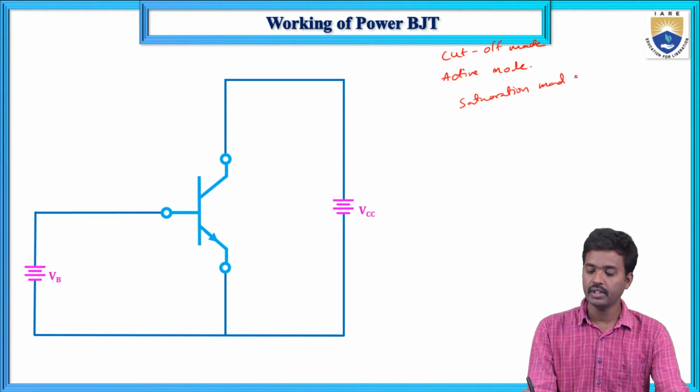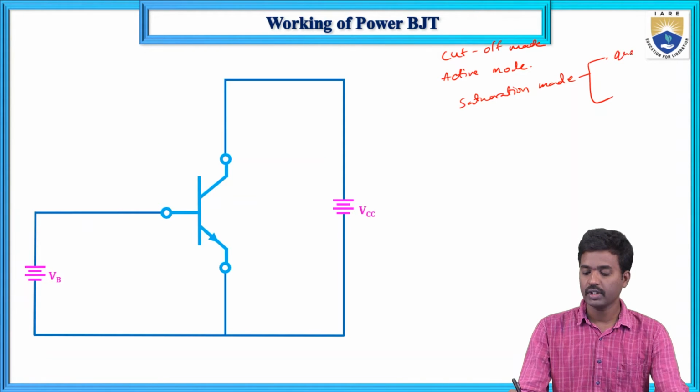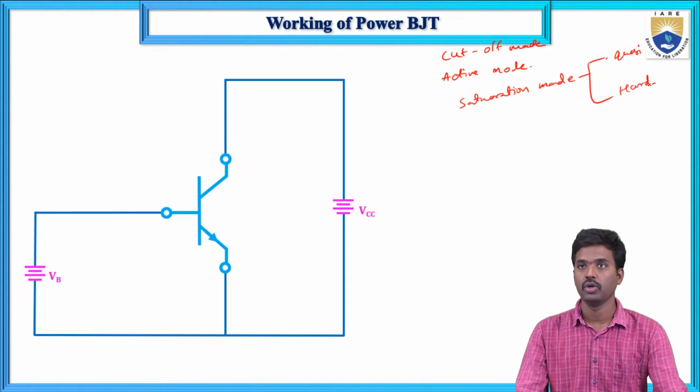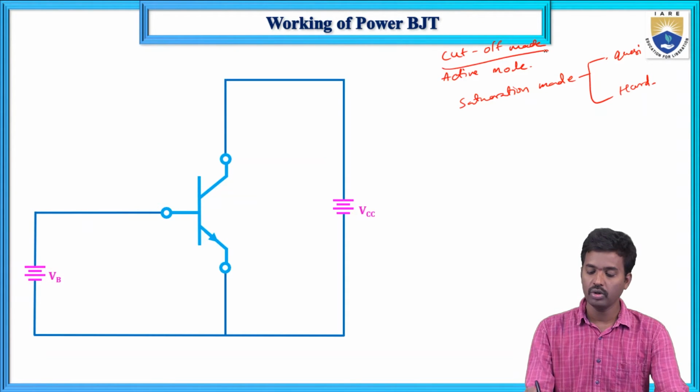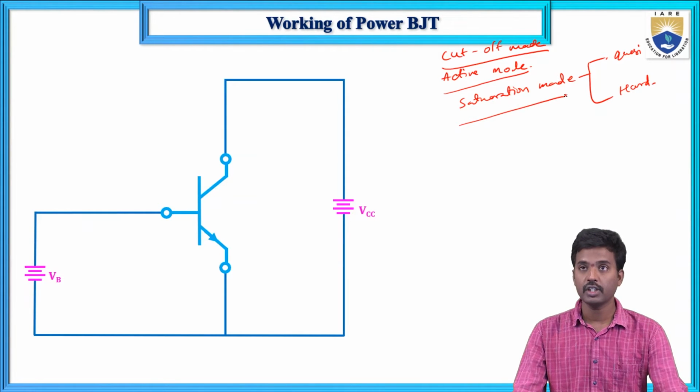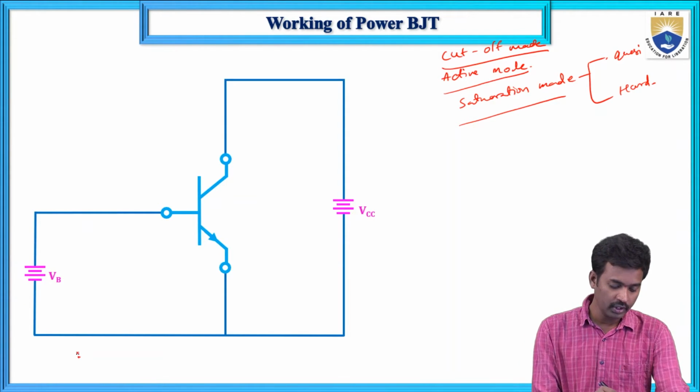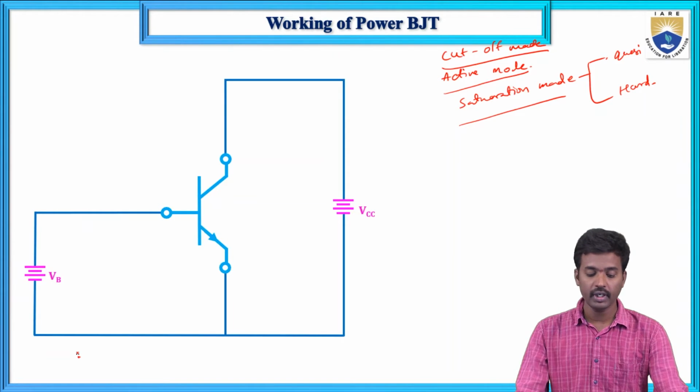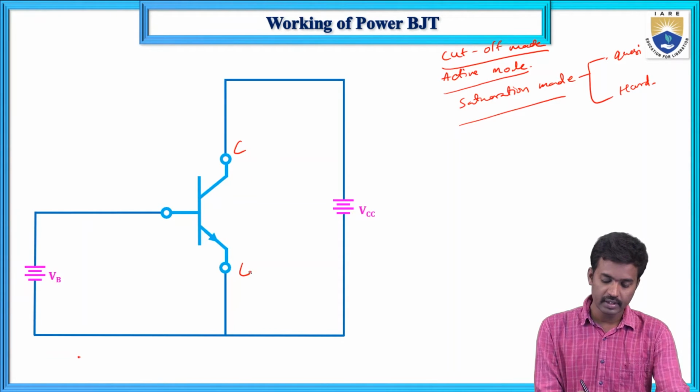Saturation mode, in this we have two modes: first the quasi saturation mode, and next the hard saturation mode. So first cutoff mode and active mode, and next saturation mode. In the cutoff mode here, this is the collector, this is the emitter, and this one is the base.